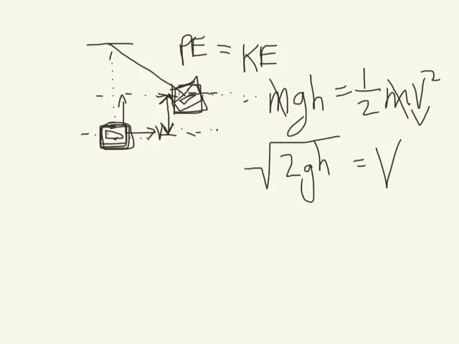Why is that useful to know? Well, because now we can continue working backwards and think about that collision. What do we know about collisions? Well, we know that momentum is conserved in a collision. So the momentum of the bullet before it hit the block must be equal to the momentum of the block and bullet together after the collision.